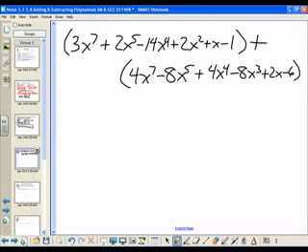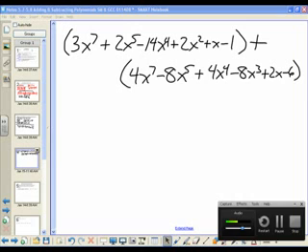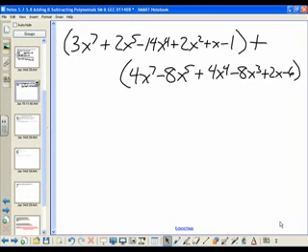Just line up the corresponding terms. The corresponding term should be one over the other. All right, let's look at this. So I start with my 3x to the 7th. Is there an x to the 7th term in the other polynomial? Yes, 4x to the 7th. So we line them up.